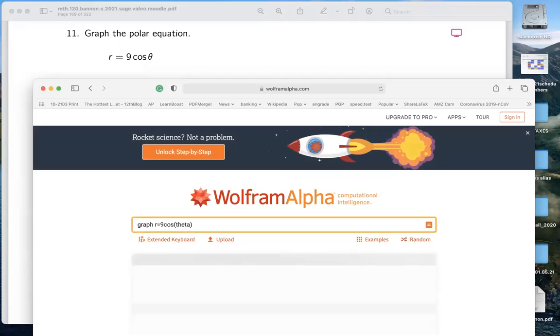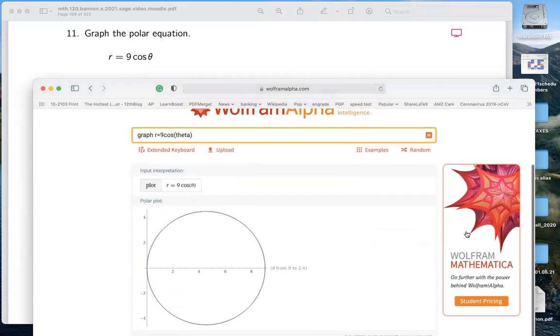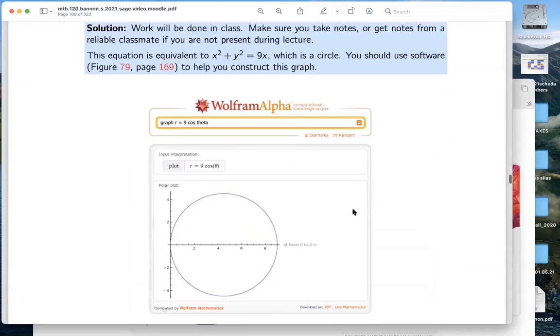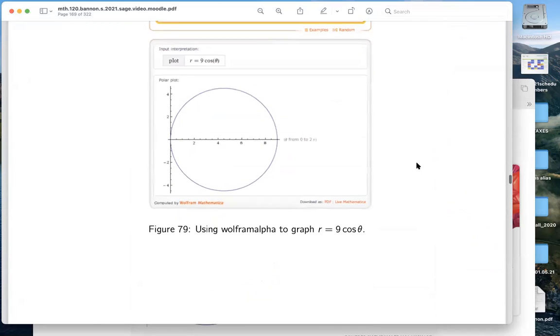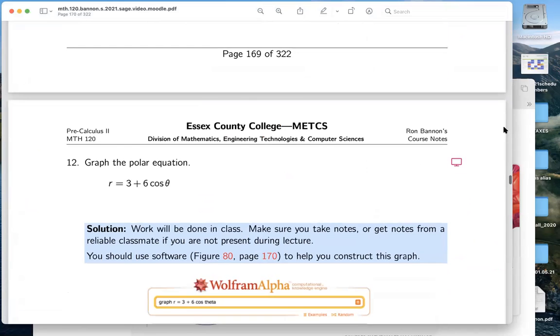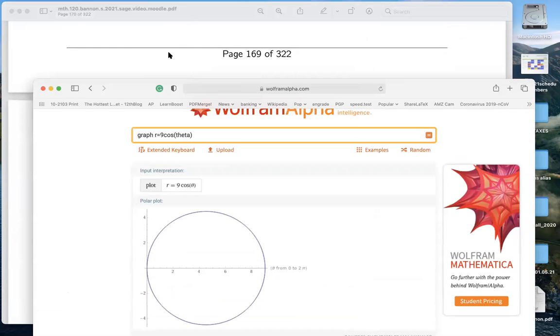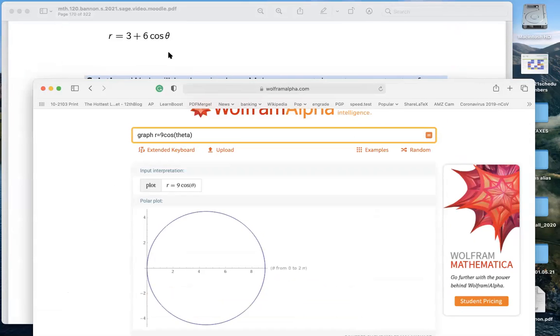Hit return. And what are you going to get? Let's see what you get. You get a circle. What did I get? I got a circle. All right, that one was pretty easy. Let's do the next one. Again, I'm using Wolfram Alpha. We're trying to encourage you to think about using software. And I'm going to do number 12 now.